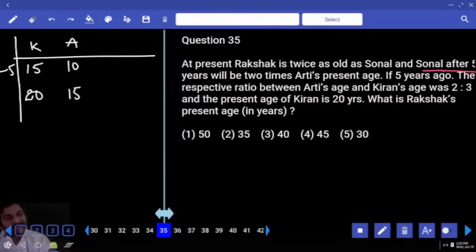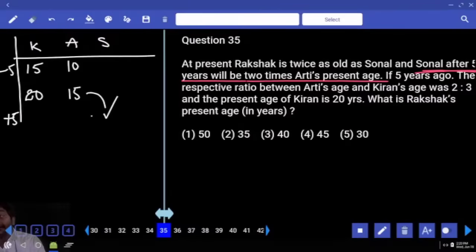After 5 years, Sonal will be 2 times Aarti's present age. Sonal after 5 years will be twice the present age of Aarti, which will be 30. Then Sonal's present age is 25. Rakshak's present age will be twice Sonal's present age, which is 50. Done.